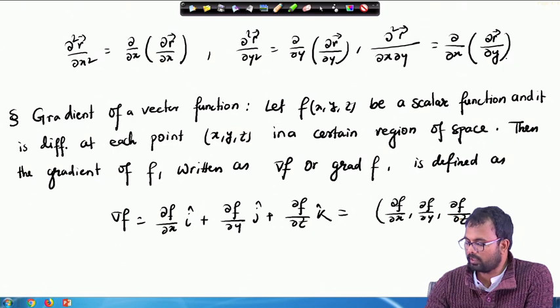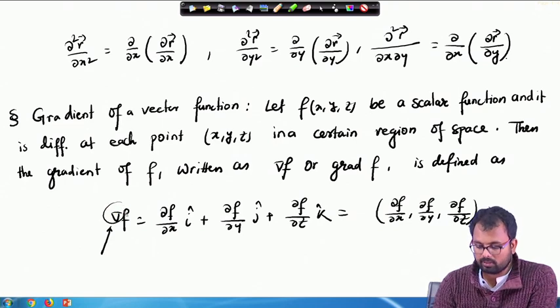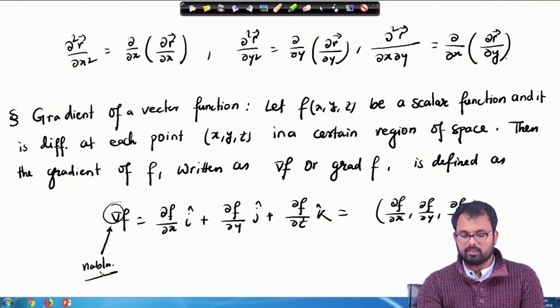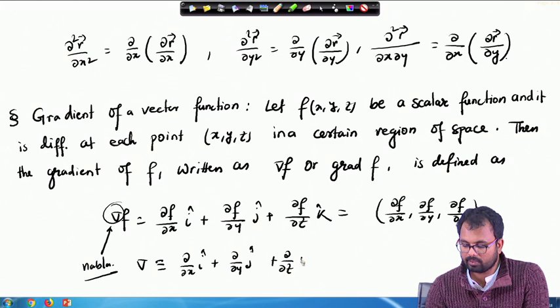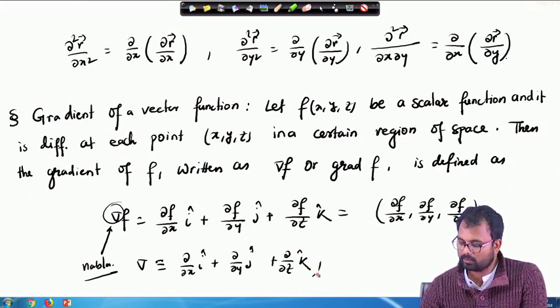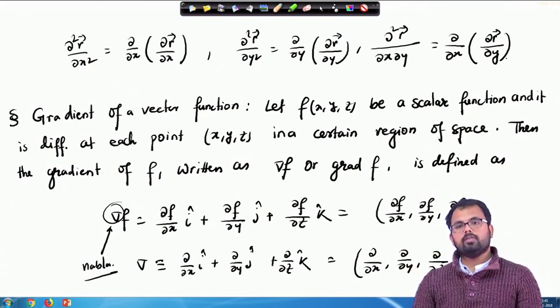So, instead of writing i, j and k, we can write it as a triplet, and this symbol here is called nabla. Usually in vector calculus, nabla is nothing but del x times i, del y times j and del z times k. Some people also use the triplet notation: del x, del y and del z. So, this is the notation for nabla.